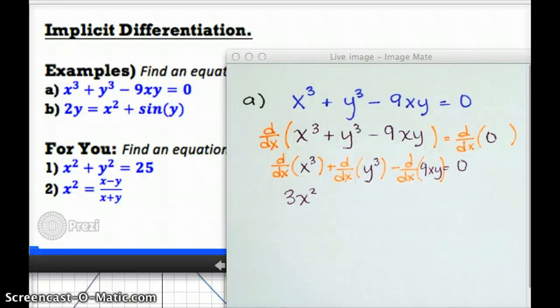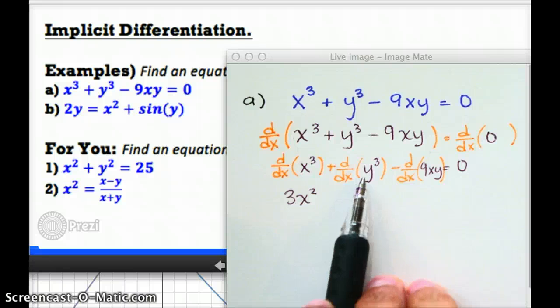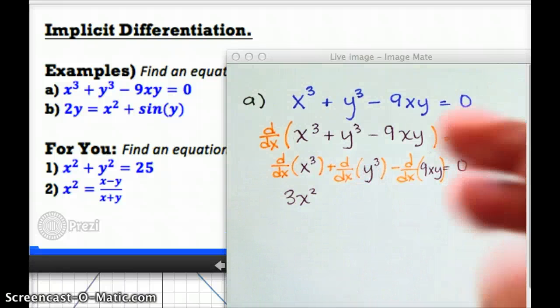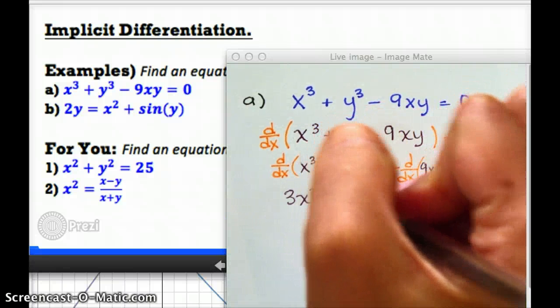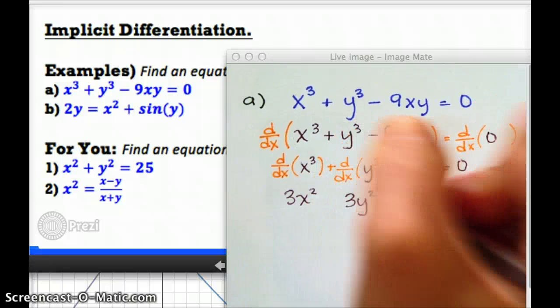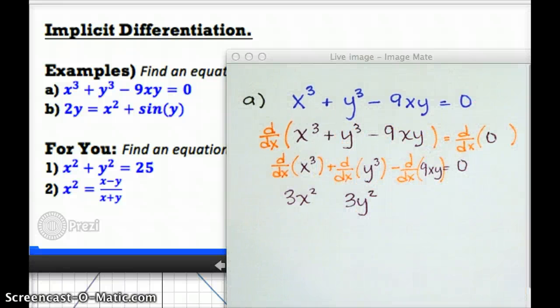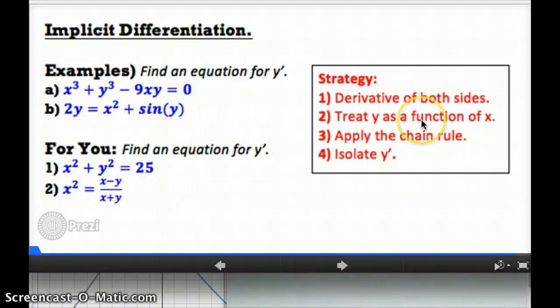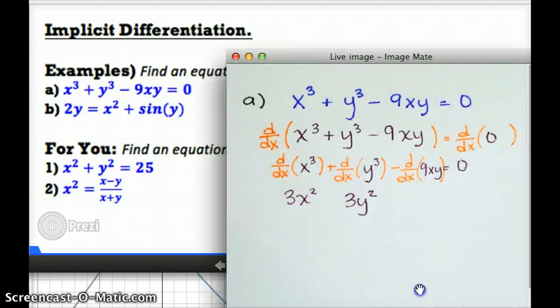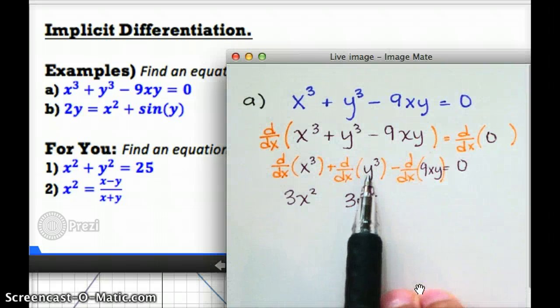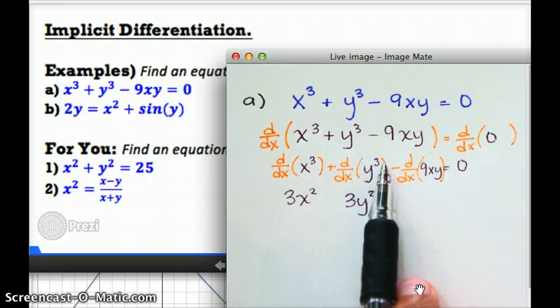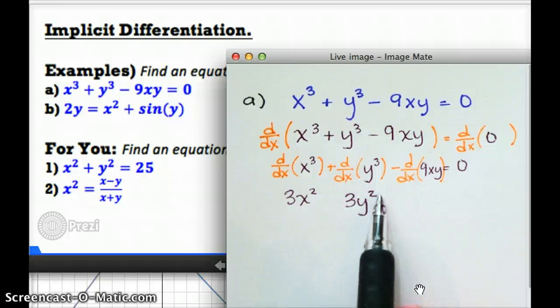Now, the derivative of y cubed is actually not so simple. You're probably tempted to write 3y squared. And you're not entirely wrong, because that's the first part of it. But remember what we said for step 2? We said we were going to treat y as a function of x. And that means that technically what we've got going on here is a function inside of a function. Y is being cubed, and that's the outside function. And the derivative of the outside function is 3y squared. The inside function is y itself.